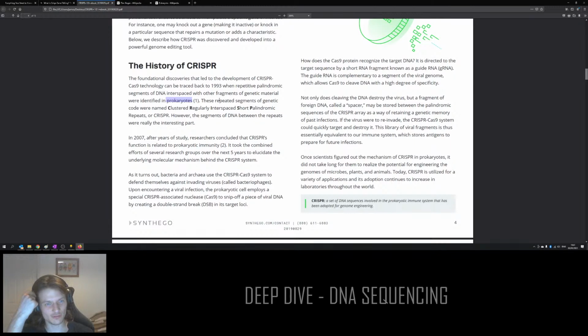These repeated segments of genetic code were named clustered regularly interspaced short palindromic repeats, or CRISPR. However, the segments of DNA between the repeats were really the interesting part. In 2007, after years of study, researchers concluded that CRISPR's function is related to prokaryotic immunity.